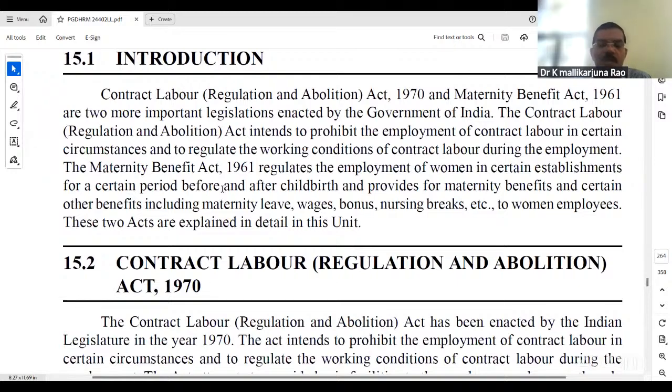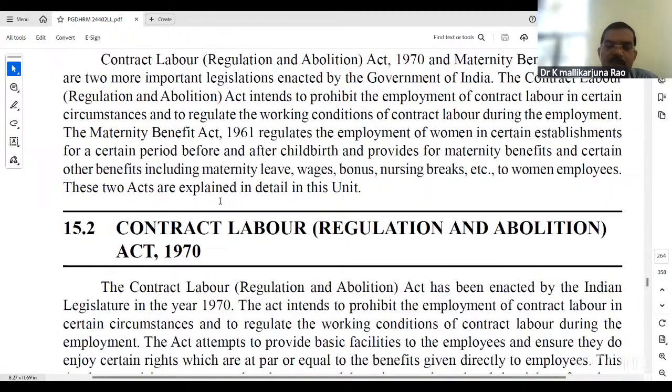Right. And the Maternity Benefit Act 1961 provides provisions for women employees working in an establishment or any concern, for a certain period before and after childbirth, and provides maternity benefits including maternity leave, wages, bonus, and nursing breaks, etc. to women workers. These two acts will be explained in detail one by one.